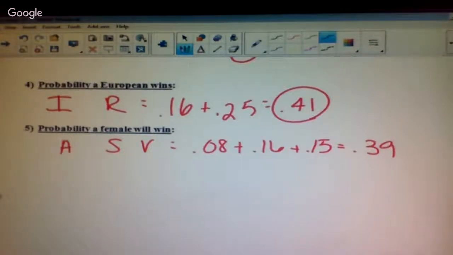There was another way that you could have come up with this last one without adding together all the females. What's the opposite of female? Male. We already found the probability of being a male, right? Which was 0.61. So 1 whole minus being a male means that you're a female. We're actually going to talk about this a little later. This is called the complement. It's the opposite. If you're not male, you're female.